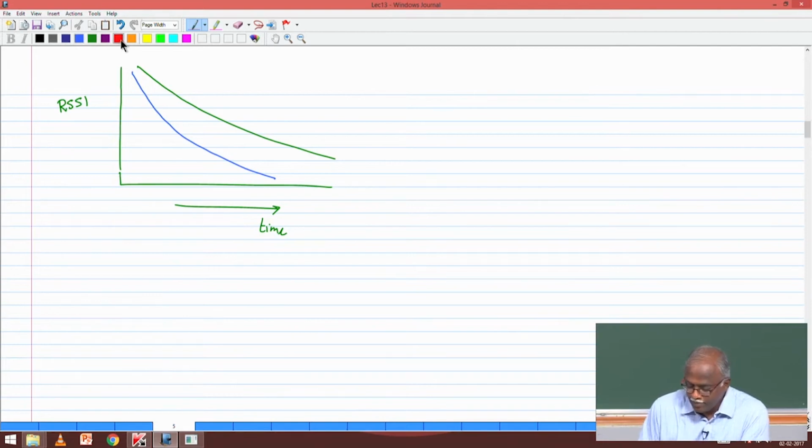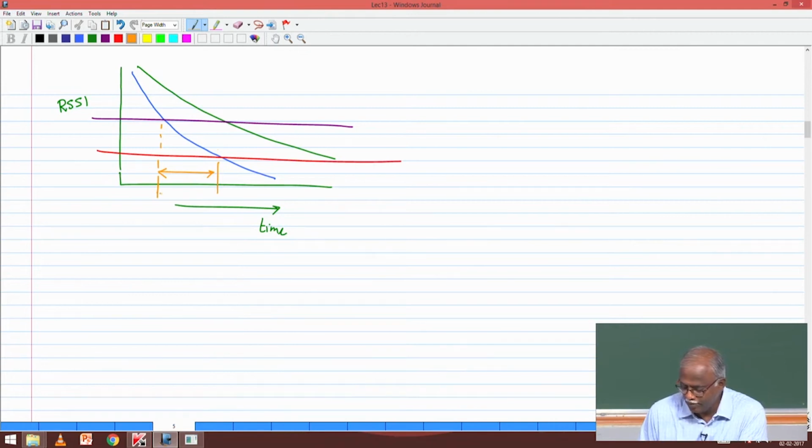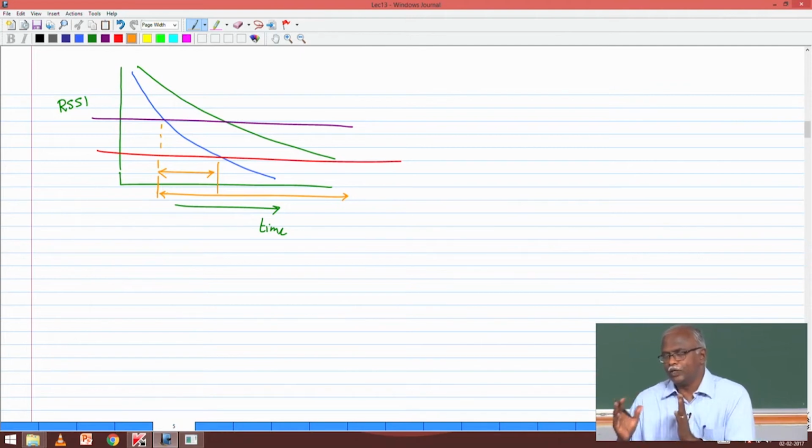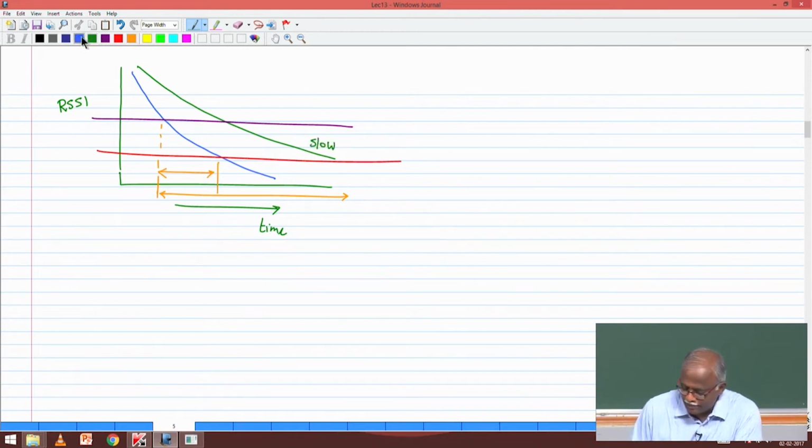So this is your minimum level where call drop will occur. This is your threshold for starting the handoff. Notice that the time available for handoff is much less. So this is the time available for a fast user, whereas you have much more time available for a slow user. The green line represents a slow user, the blue line represents a fast user, fast in terms of mobility.